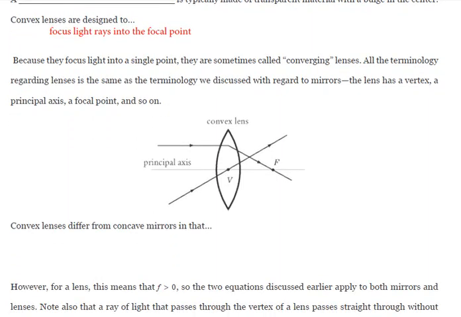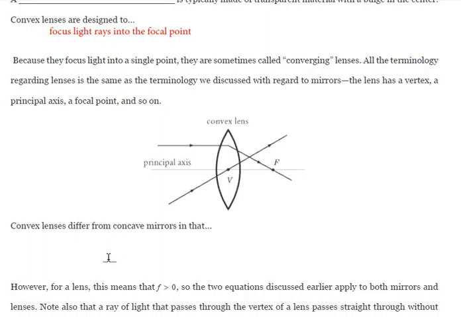So because convex lenses focus light into a single point, you might sometimes hear them called converging lenses. They bring all the light together to one point. It converges at the focal point. So all the terminology regarding lenses is the same stuff that we talked about when we were using mirrors. Lenses have a vertex, a principal axis, a focal point. Everything that was there before is still around now.